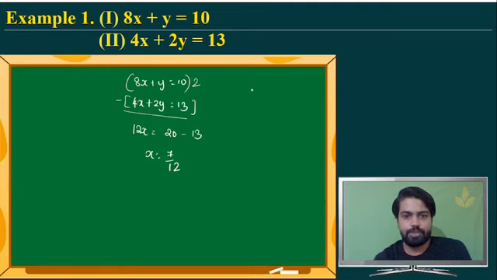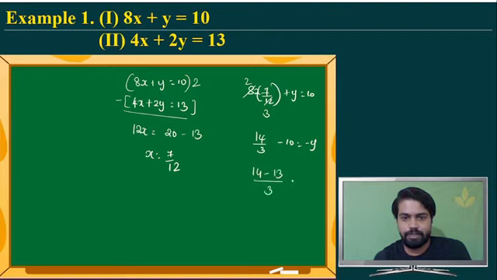Okay, so let's substitute in the first equation: 8x, which is 7 by 12, plus y is equal to 10. So we can cancel this. 4 2s are 8, 4 3s are 12. So we end up with 14 by 3 minus 10 is equal to minus y. So 14 minus 30 by 3 equals minus y. So when I solve this, I get y is equal to, it's 30 by 3, sorry, so it's going to be plus 16 by 3.